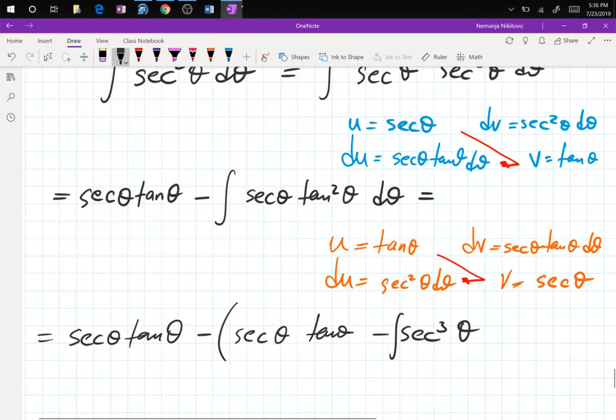That's a good thing, right? It's not. Well, it's not that, because look what happens. These guys cancel, minus and minus is a plus, and you get secant cubed equals secant cubed. I know, right?